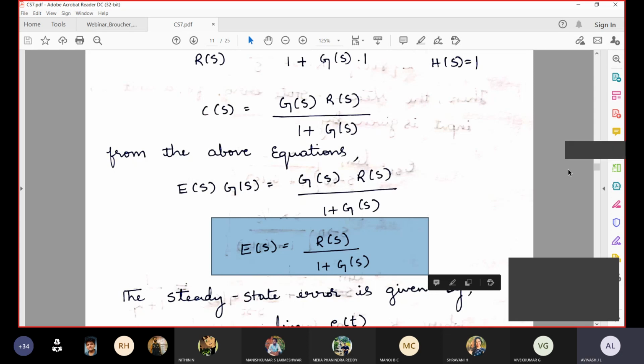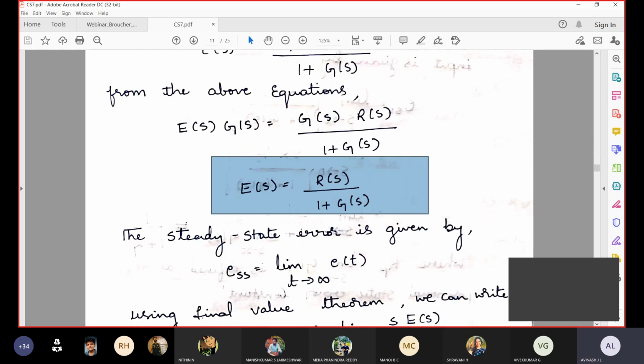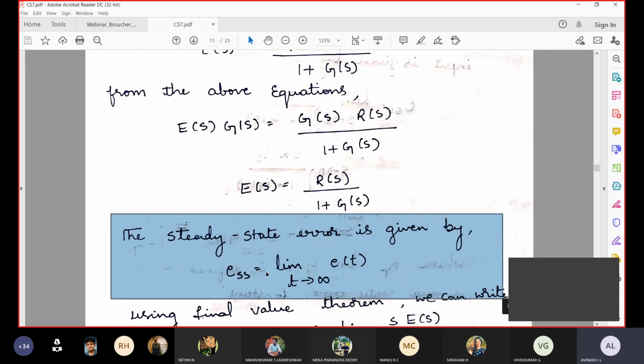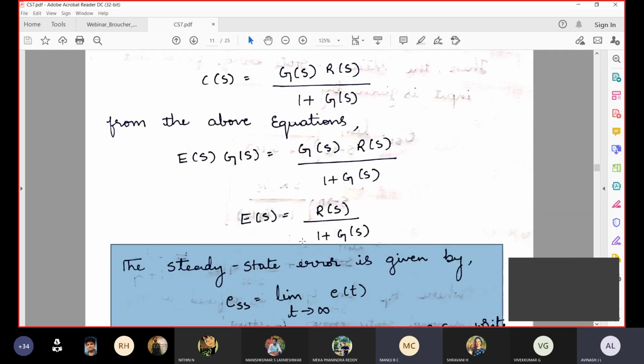Yes, sir. So now the steady state error is given by ESS, that is equal to limit t tends to infinity E of t. Okay. So E of t value is equal to what? R of t minus C of t. Correct. So now we can write this one. The steady state error is given by ESS equal to limit t tends to infinity of E of t. This value is already written that E of t equal to what? R of t minus C of t.